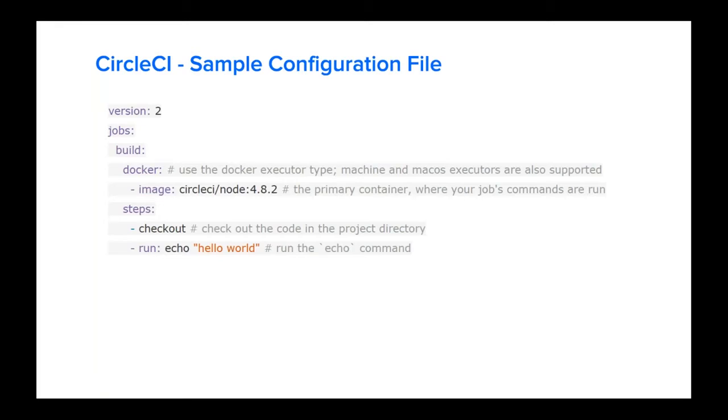So here is a simple configuration file for CircleCI. What you see here is we are defining a CircleCI configuration file, and we pick up a base Docker image which we want to use in our pipeline or in our job, and then we check out our source code and run echo hello world. That's a very simple one. But now let's see how we can use it in our environment and make the complete workflow along with that.